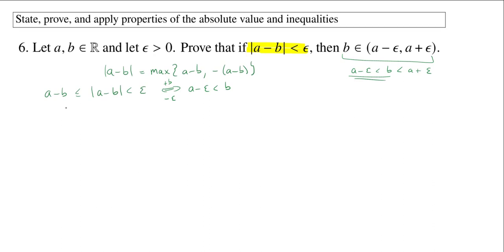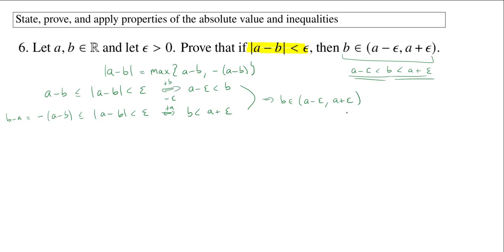Okay, but on the other hand, we know that the negative of a minus b is less than or equal to the absolute value of a minus b, which is less than epsilon. But the negative of a minus b is equal to b minus a. And so now if I add a to both sides, I end up with b is less than a plus epsilon. And that's the second half of this inequality. And that's it. Between the two of these things, we conclude that b is greater than a minus epsilon, but less than a plus epsilon. Okay, and there it is.